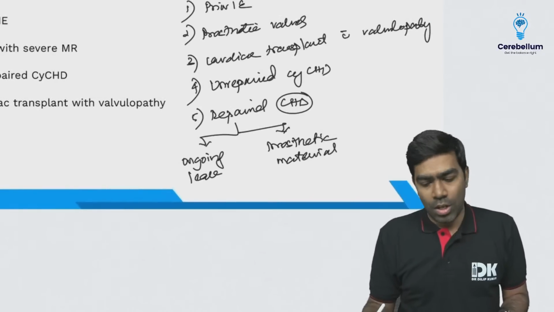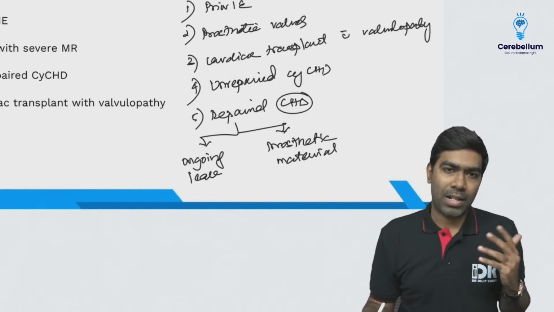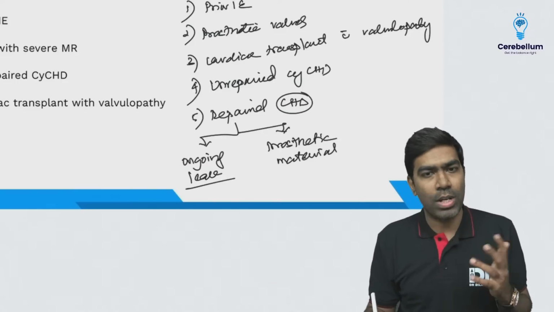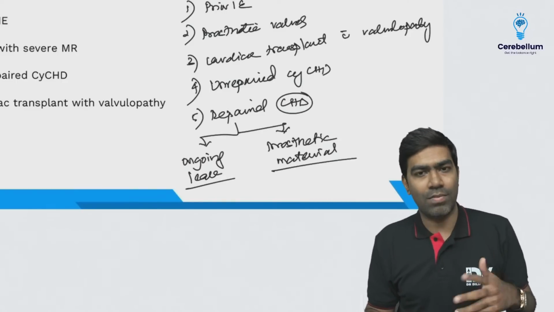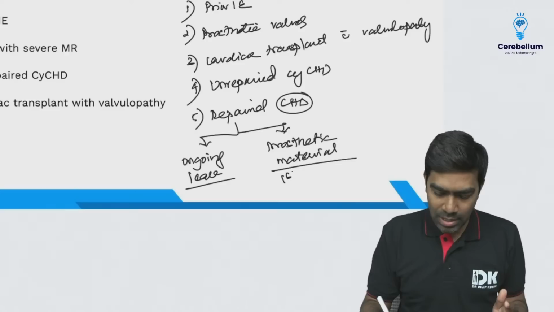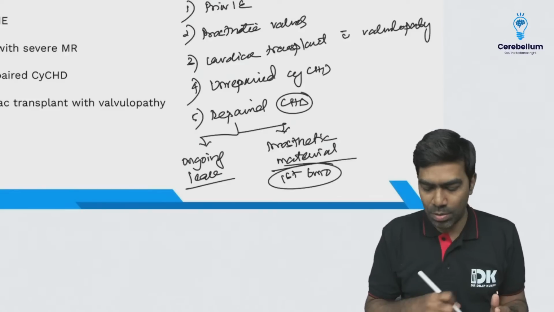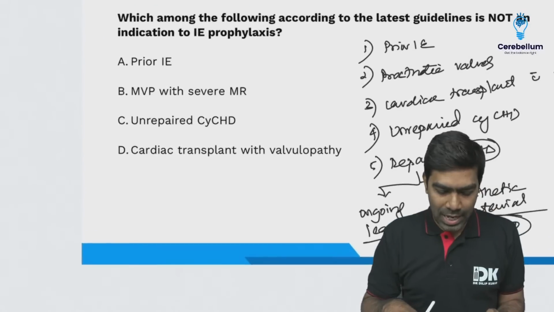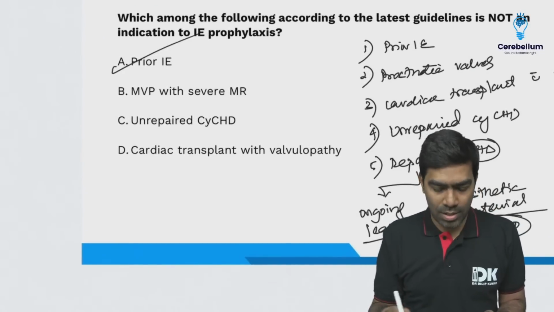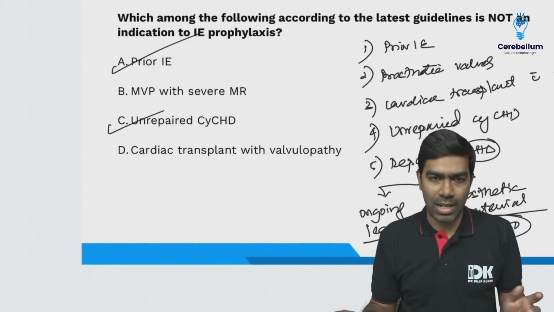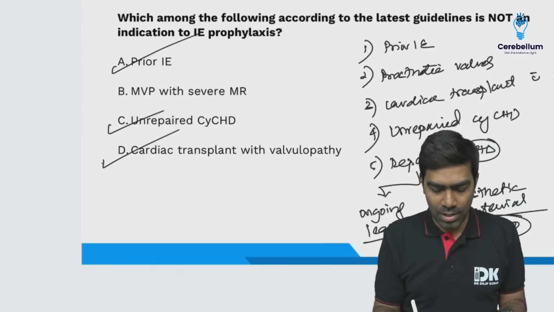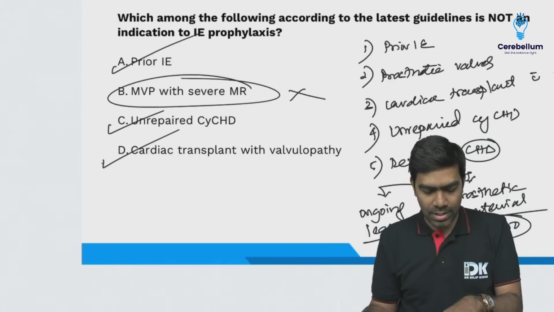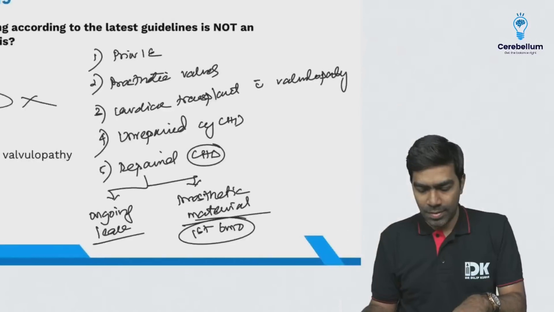Okay. So coming back to that, the 5th one is repaired congenital heart disease. Any congenital heart disease, cyanotic or acyanotic, doesn't matter. If there is an ongoing leak or if there is a prosthetic material, but only in the first 6 months you need prophylaxis. After that it's not required. So option A, prior IE, indication. Unrepaired cyanotic congenital heart disease, indication. Cardiac transplant with valvulopathy, indication. MVP with severe MR is not in the guideline. So that's the right answer. The right answer is option B for this question.